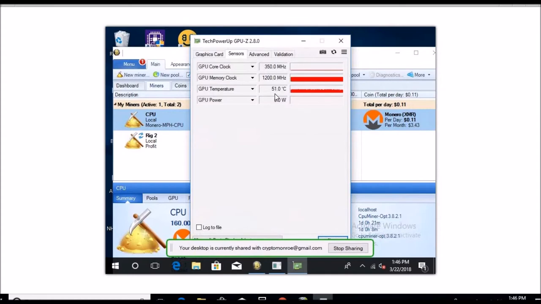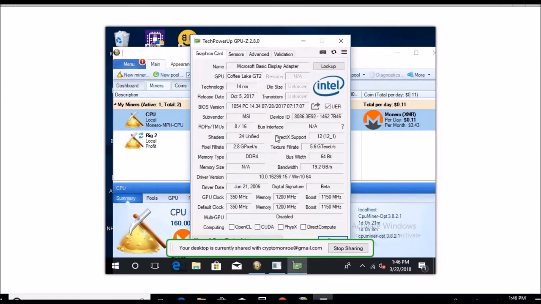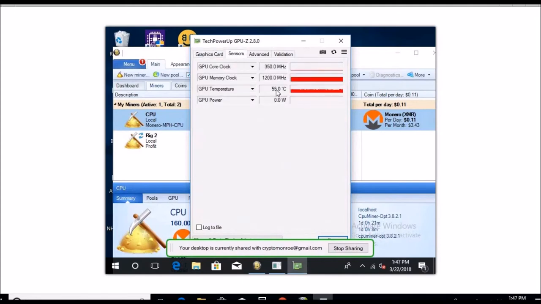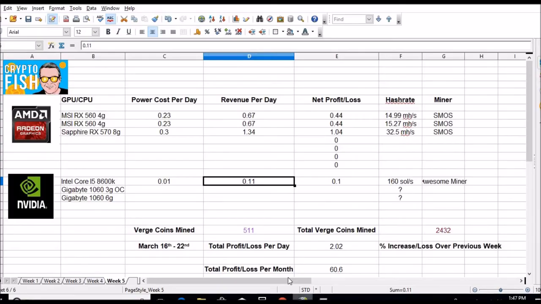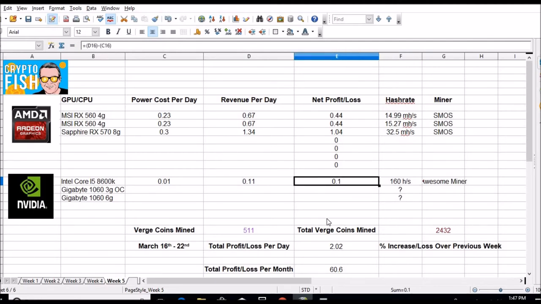And if you look at the CPU, even though it says GPU temperature, that's the only thing on this system right now. See, it says Intel, Coffee Lake, that's my CPU. And it's in the 49 to 59, 55, so it's running nice and cool. So we'll put those numbers in. 160 at 11 cents. I already got 160. It's actually hashes a second, not sols a second. Let me fix that. All right, so those numbers are there.